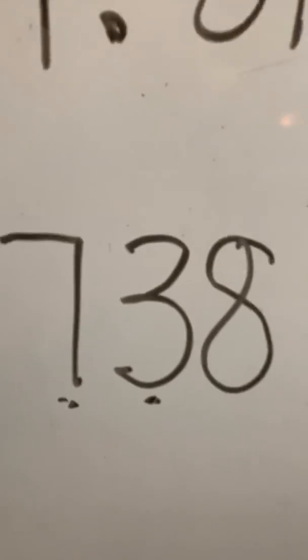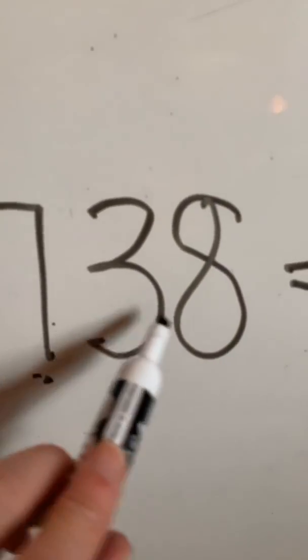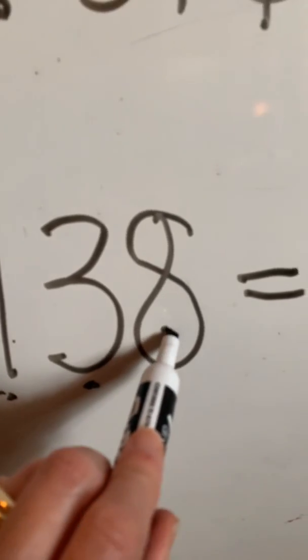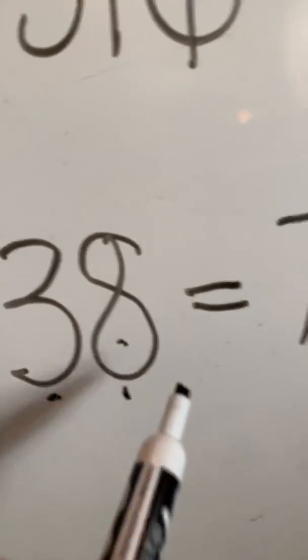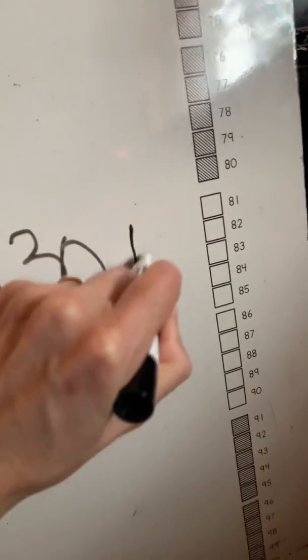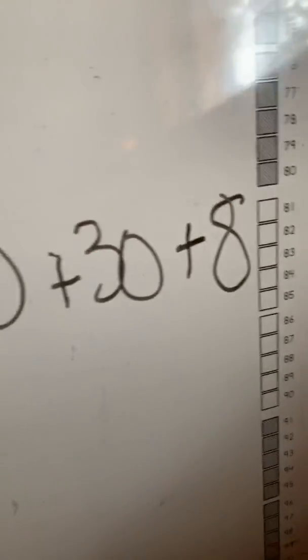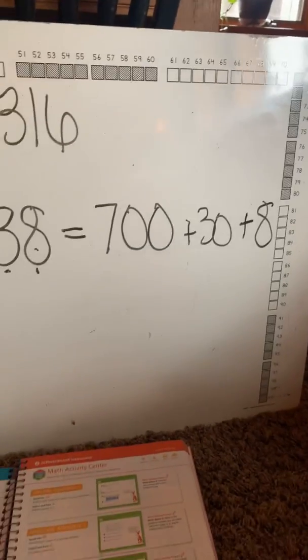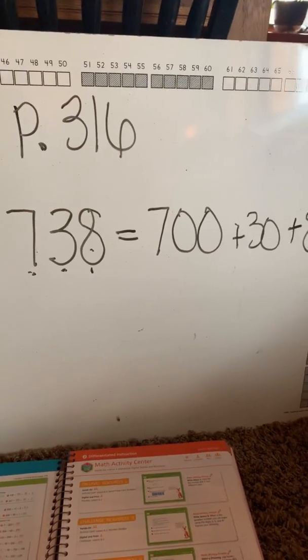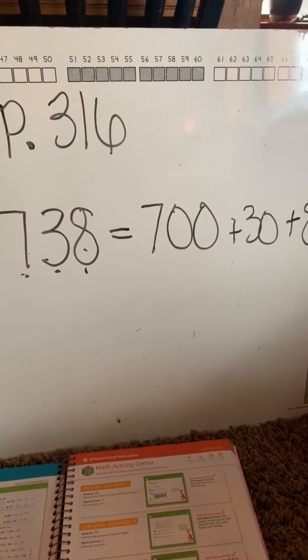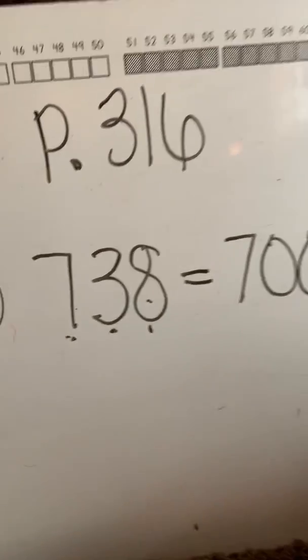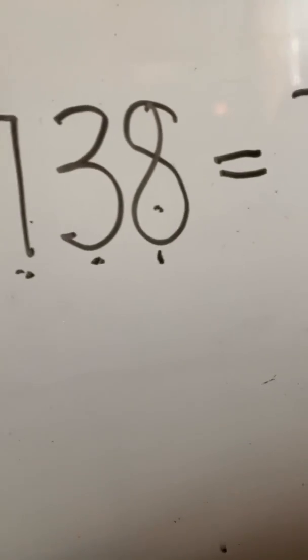And then finally, in the number 738, we have how many ones? You're right, 8. So plus 8. And that is how we write expanded form for 738. Now we'll skip down to number 12.